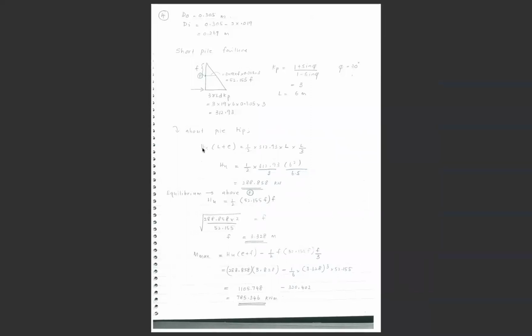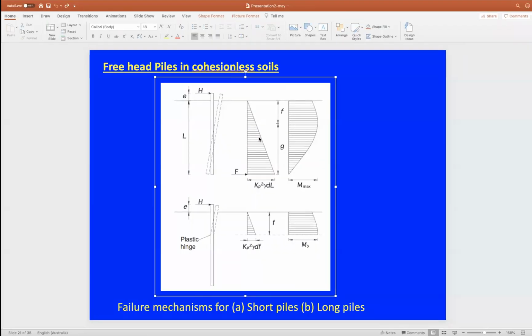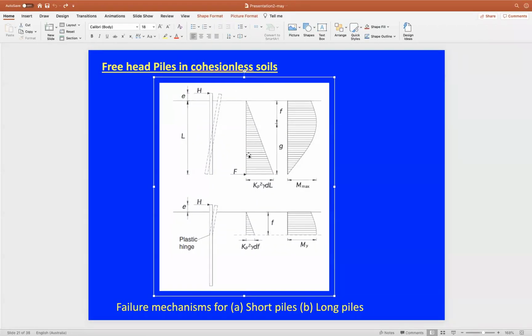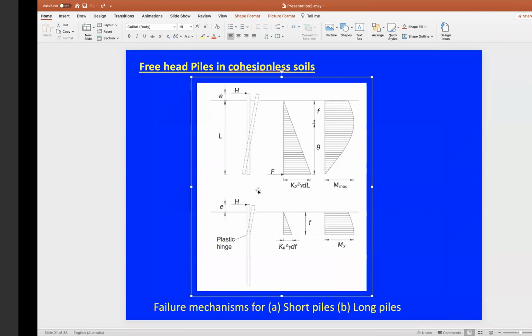So that's the ultimate horizontal load multiplied by (L plus L), because we took the moment about the tip of the pile, and that will be equivalent to the moments generated due to the distributed force on the system here. So these two values will be equivalent to each other, and we know that the value of e is given, the value of L is given. That's all from question 1, because we're going to use the same values, the same parameters, and the Kp we can find as well.